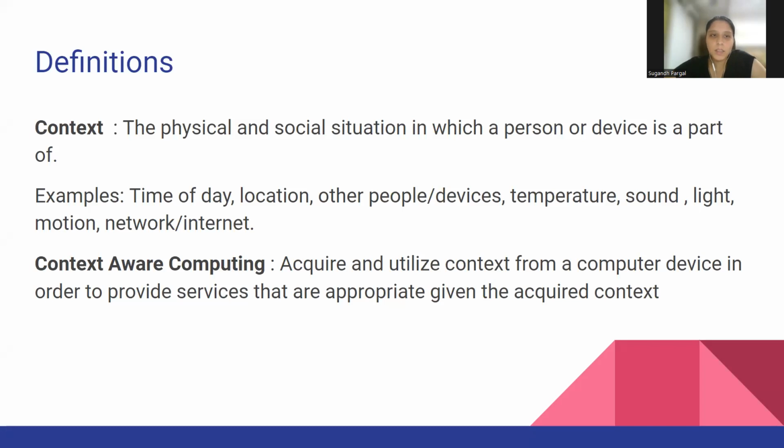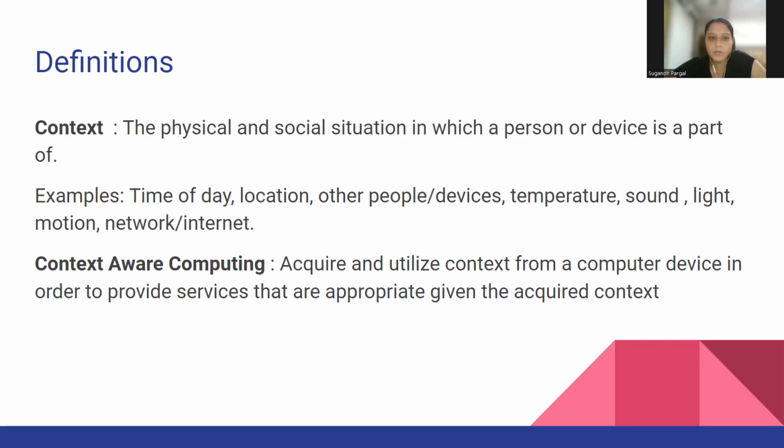What is context? The context is the physical and social situation in which a person or device is a part of. For example, the time of the day, location, other people or devices nearby, temperature, sound, light, motion, network or internet, all of these are the context for a particular person or device. These all try to sum up the physical and social situation in which the person or the device is present.